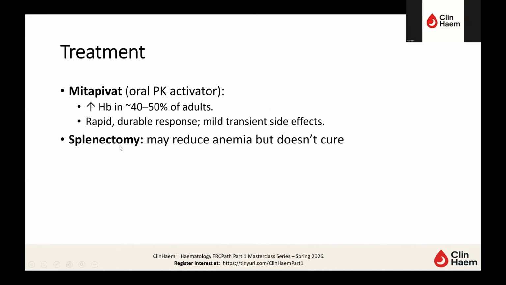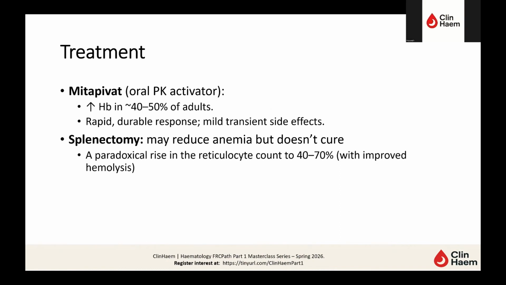Splenectomy may reduce anemia, but it doesn't cure it. In HS, if you do splenectomy, it actually normalizes your hemoglobin. So if you do splenectomy and hemoglobin doesn't normalize, you say, oops, not HS. But in PK, it may reduce anemia but doesn't cure. This is something they sometimes like to test.